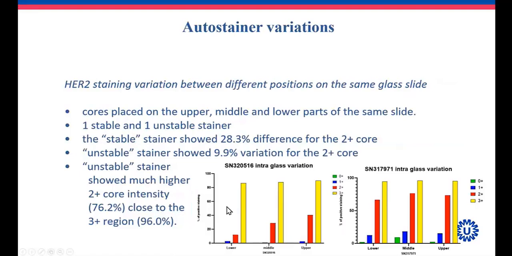Then we tried if there would be a difference if we would position the tissue array core on different positions on the glass slide. So near to the label, in the middle of the slide, and at the end of the slide. We again took one stable and one unstable stainer, and the previously stable stainer showed now quite some differences for the 2+ score, up to 30%, and the unstable stainer showed less variation for the 2+ core. So that was a bit surprising. And the unstable stainer showed much higher 2+ core intensity that was actually close to the 3+ region.